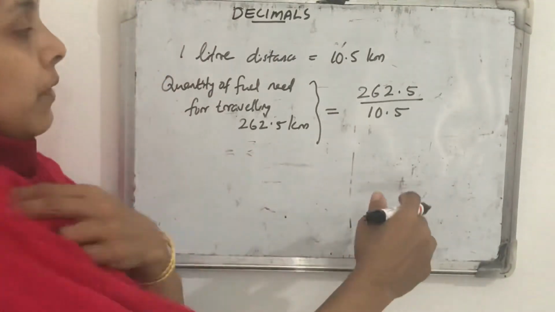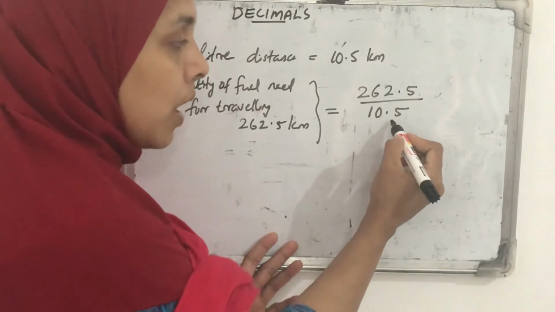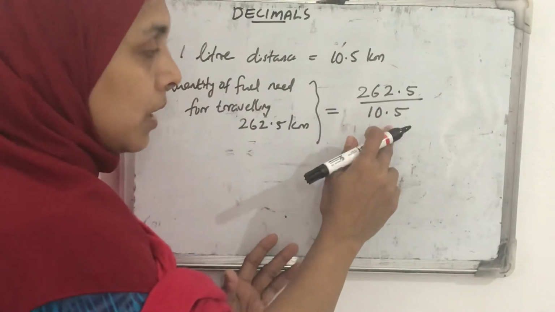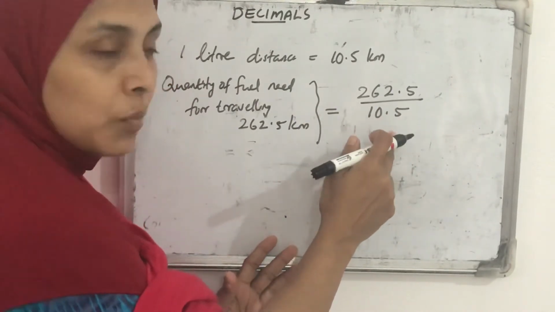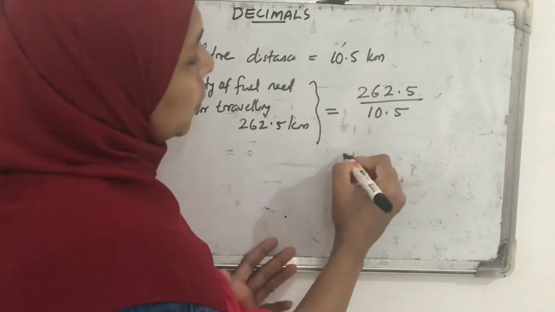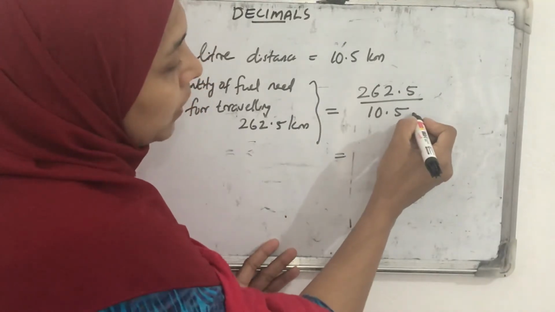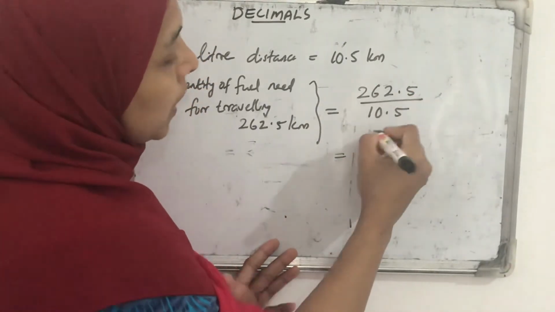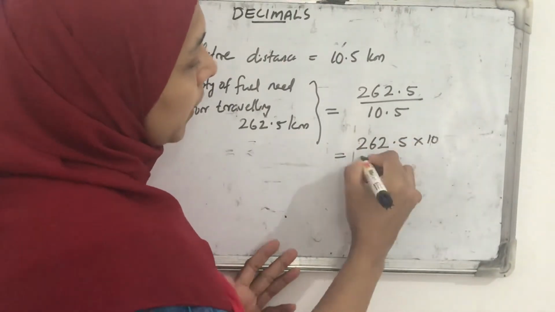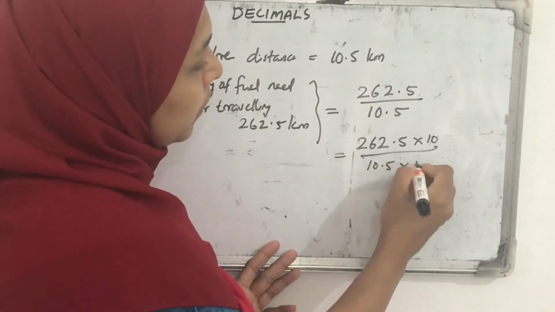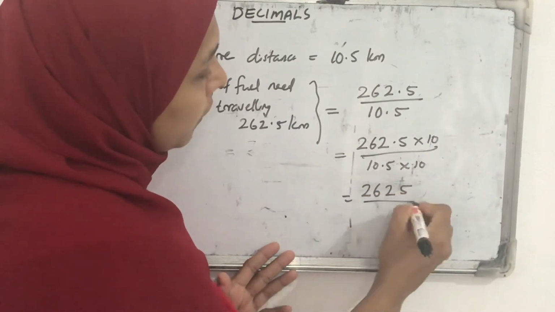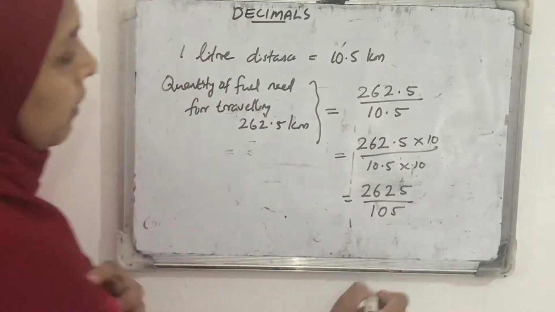When we divide decimals, first we try to avoid the decimals in the denominator. To avoid the decimal in the denominator, which number should we multiply by? Here there is only one decimal place, so we can multiply by 10. Whatever we multiply in the denominator, we must multiply the numerator by the same number. So it will be 262.5 into 10 divided by 10.5 into 10, which is equal to 2625 divided by 105.